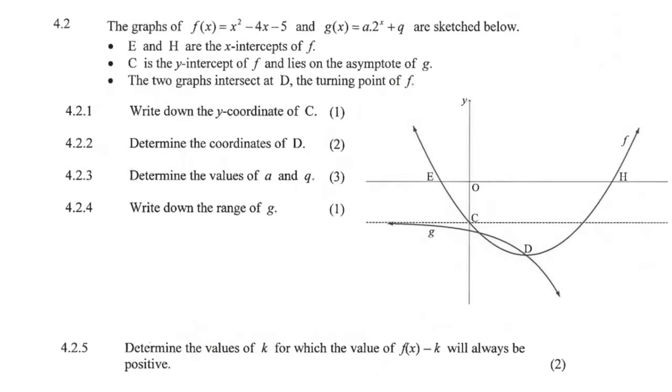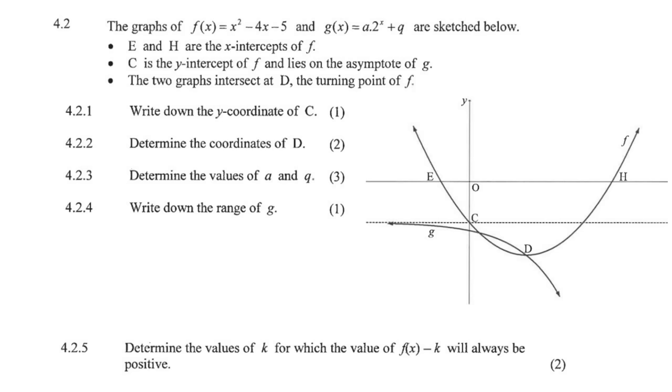The graphs of f, which is a parabola, and g, which is an exponential, are sketched below. E and h are the x-intercepts. C is the y-intercept of f, and it lies on the asymptote of g. We can see that. There's the asymptote, of course. And then, first question for 1 mark. Write down the y-coordinate of C.